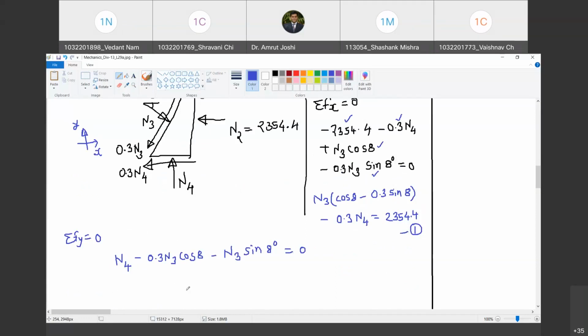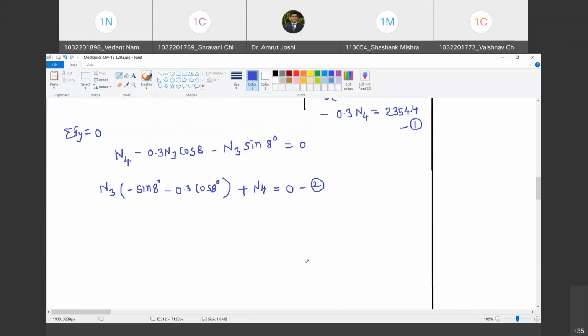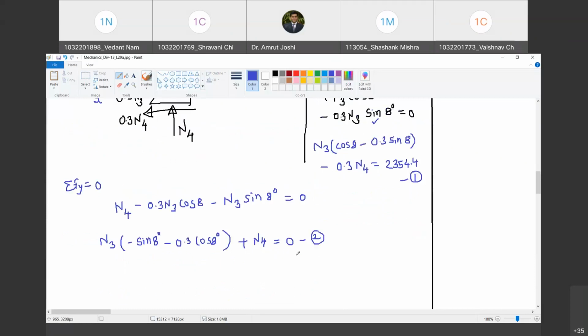Now again the same thing. I am going to consider terms in N3 first. N3 common into bracket: minus sin 8 degree, minus 0.3 cos 8 degree, plus N4 has to be equal to 0. This is equation number 2. You have two equations in two unknowns. Solve it on the calculator and tell me the value. I also need independent confirmation, so others are also requested to solve it.